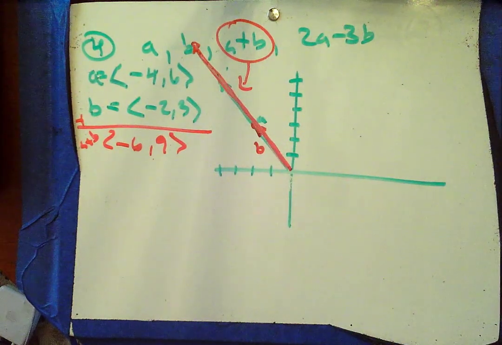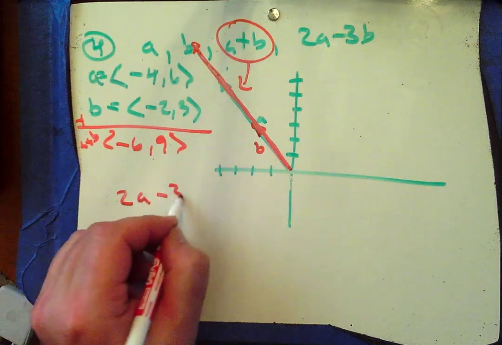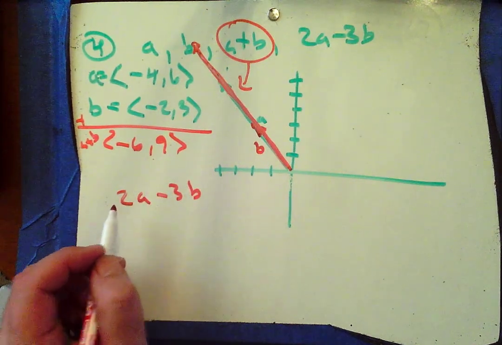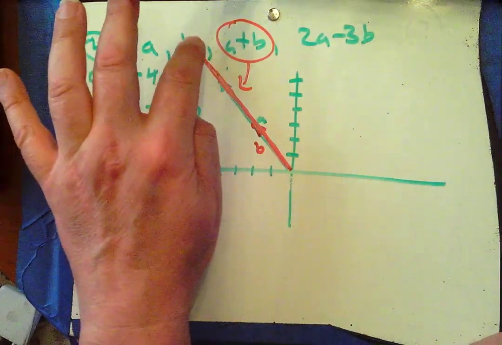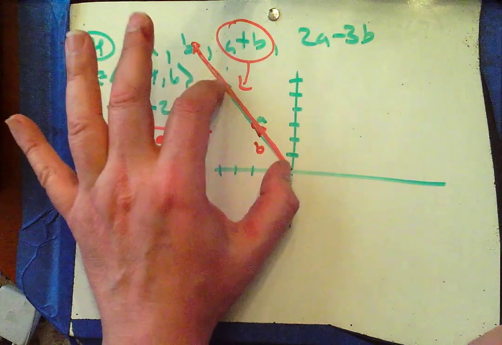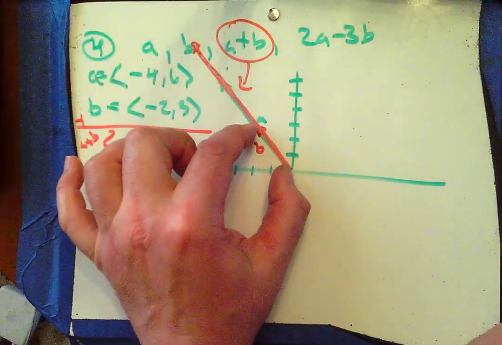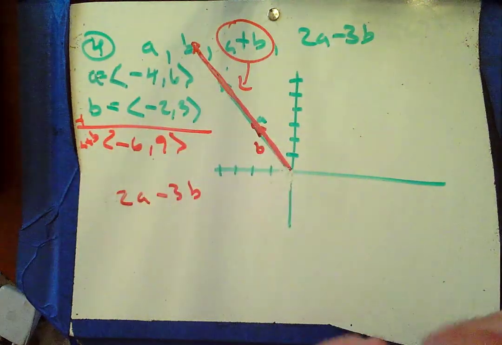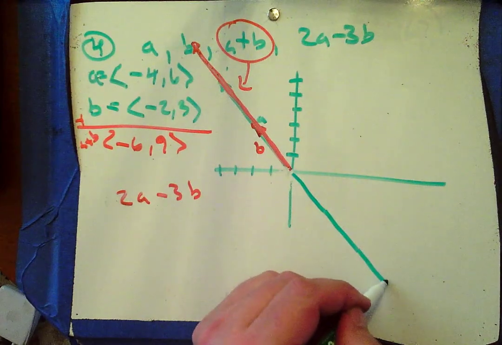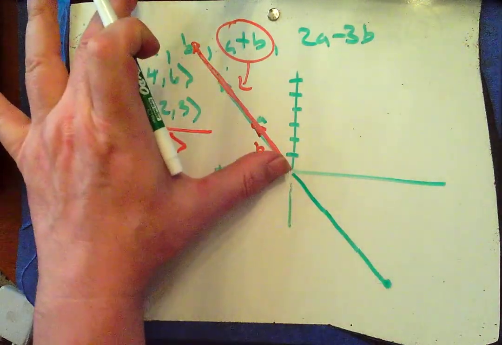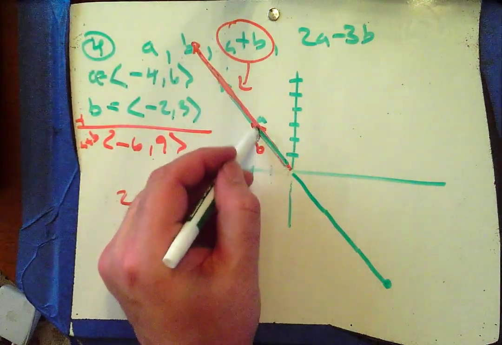And then finally we wanted 2a minus 3b. Well, let's think about that. Go back to our original. This is a, so 2a would be this long. And then this is b, but I don't want b, I want minus 3b. 1, 2, 3. So I want this plus this. Well, I think that's going to end up to be that.